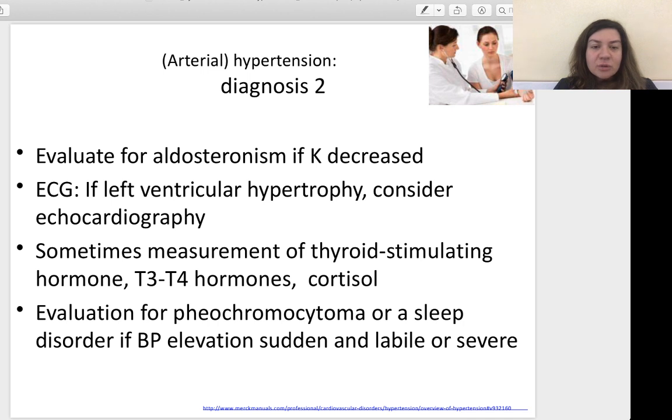If left ventricular hypertrophy, we consider it with echocardiography. Sometimes measurement of thyroid stimulating hormone, T3, T4 hormones, and cortisol to exclude endocrine secondary hypertension. Evaluating for pheochromocytoma or sleep disorders if BP elevation is sudden and labile or severe.